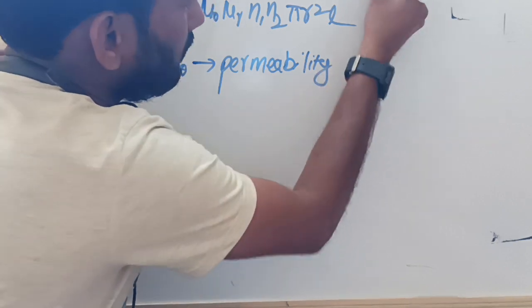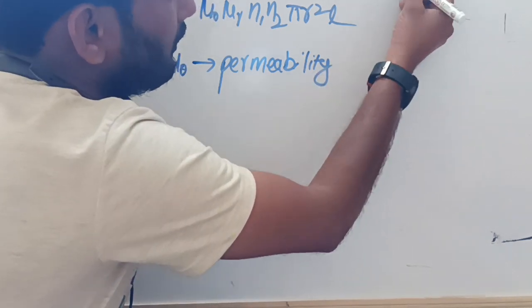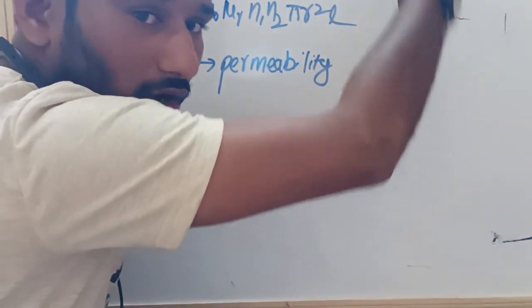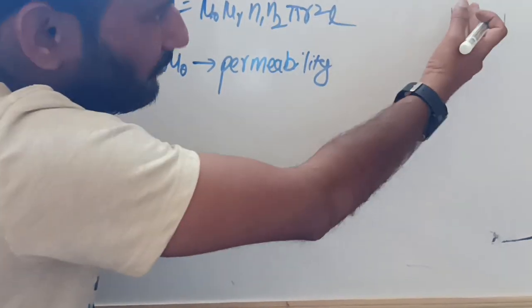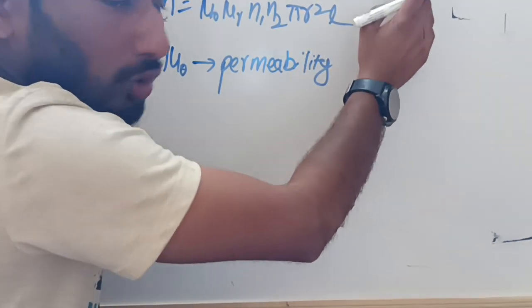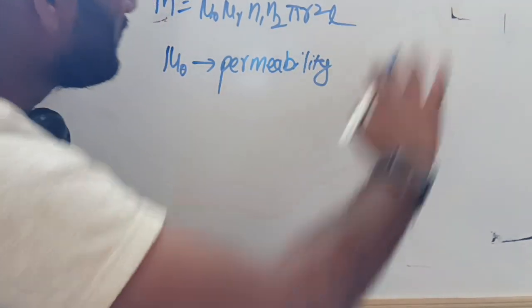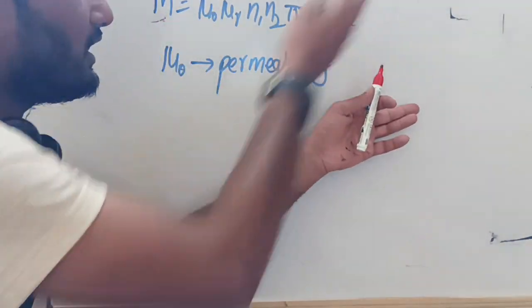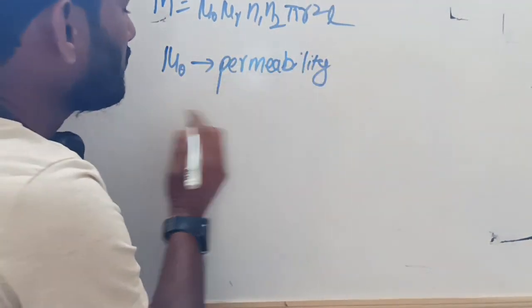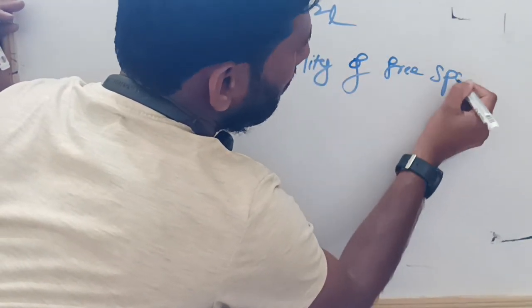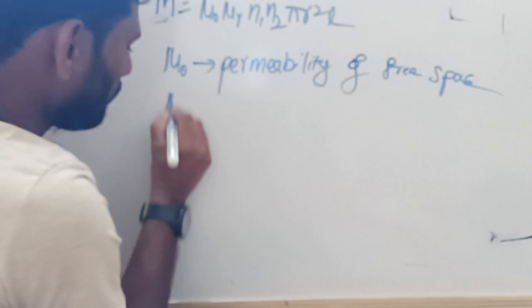Very important question. In electrostatics, epsilon naught will come. That is permittivity, the ability of the substance to allow electric field lines, in the first topic. Same definition, but here it is the ability of the substance to allow magnetic field lines. Mu naught is the permeability of free space; naught means nothing is there.